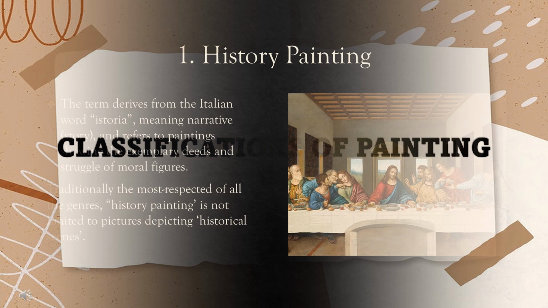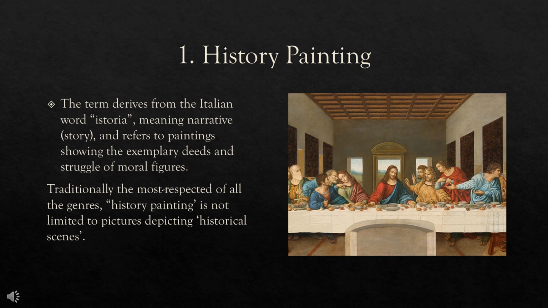First is history painting, a term derived from the Italian word storia, meaning narrative or story, and refers to the painting showing the exemplary deeds and struggle of moral figures. Traditionally, the most respected of all genres, history painting is not limited to pictures depicting historical scenes. It includes Christian imagery involving biblical figures, as well as mythological painting involving mythical and real-life historical figures.